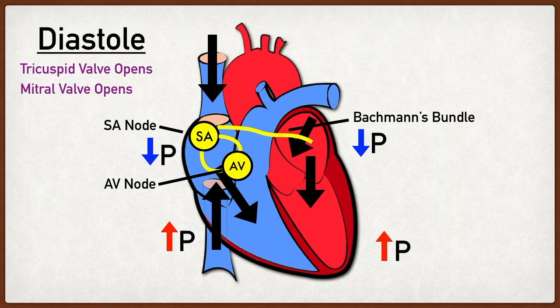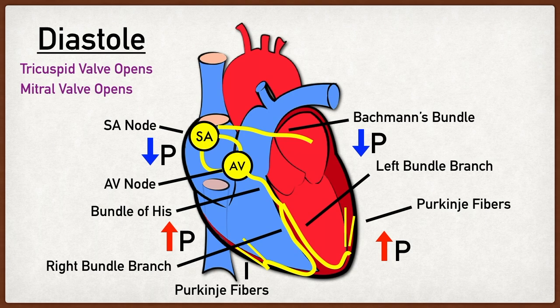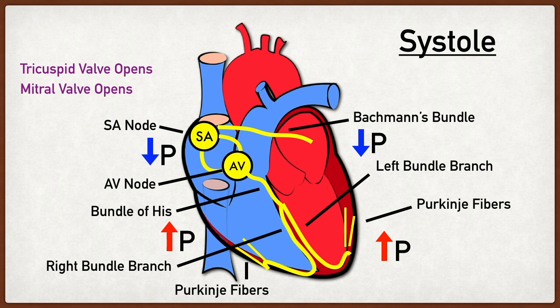As the action potential exits the AV node, it will travel through the bundle of His, followed by the right and left bundle branches, followed by the Purkinje fibers. As the action potential travels through this section of the conduction system, it's going to lead to ventricular depolarization. And when the ventricular myocytes or muscle cells depolarize, they're going to contract. This brings us to the next phase of the cardiac cycle known as systole. Systole is when the heart, especially the ventricles, are contracting. This will allow blood to flow through the pulmonary artery and aorta.